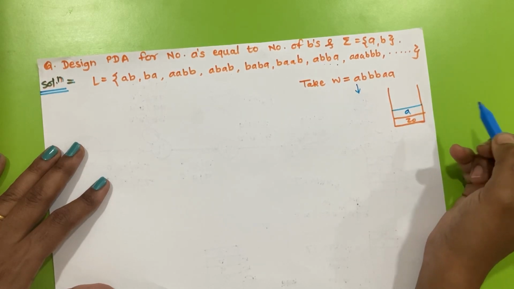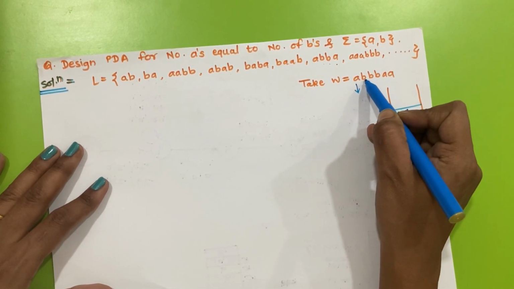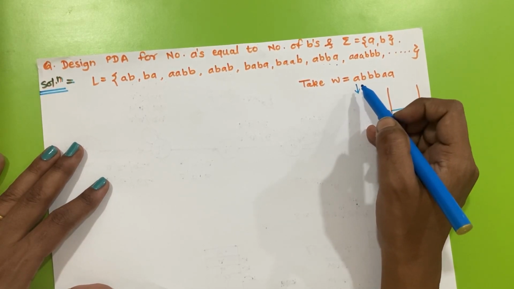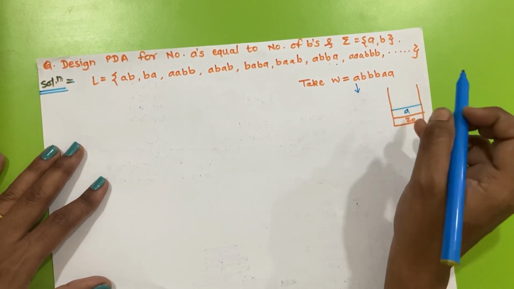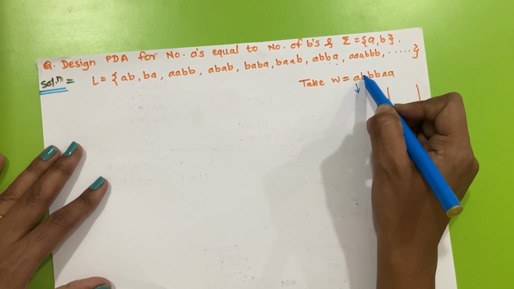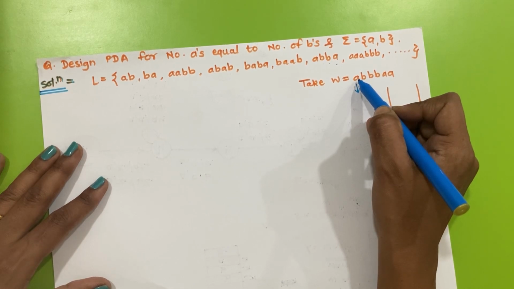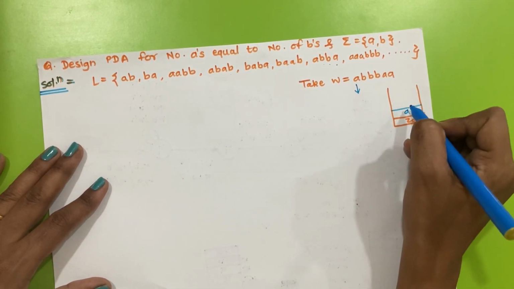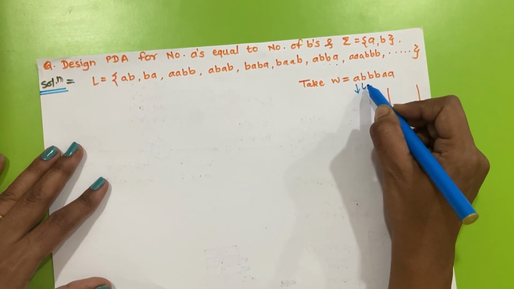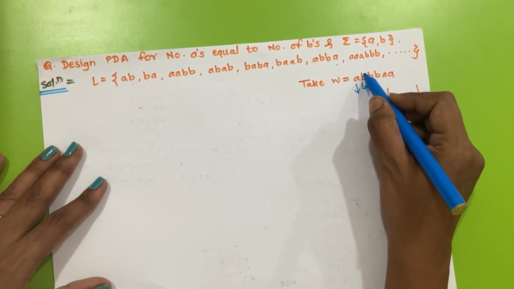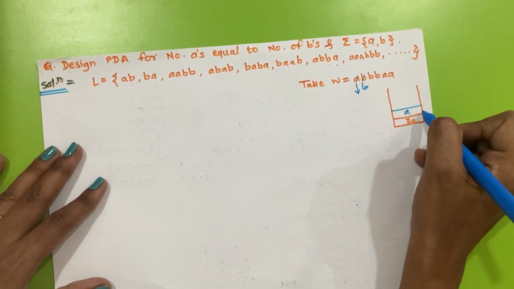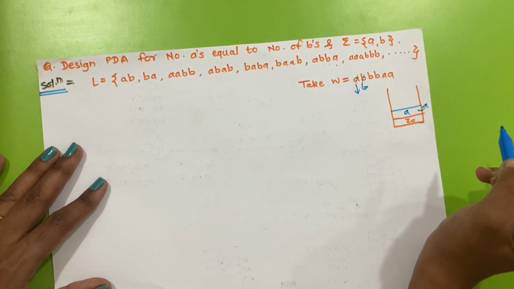Now next we have B as input, so here we have to match the number of A's with the number of B's. For this A, I have here B. So for this B, we will pop the top. That's why we perform a pop operation, means for this B, A will get cancelled and A will be popped out.